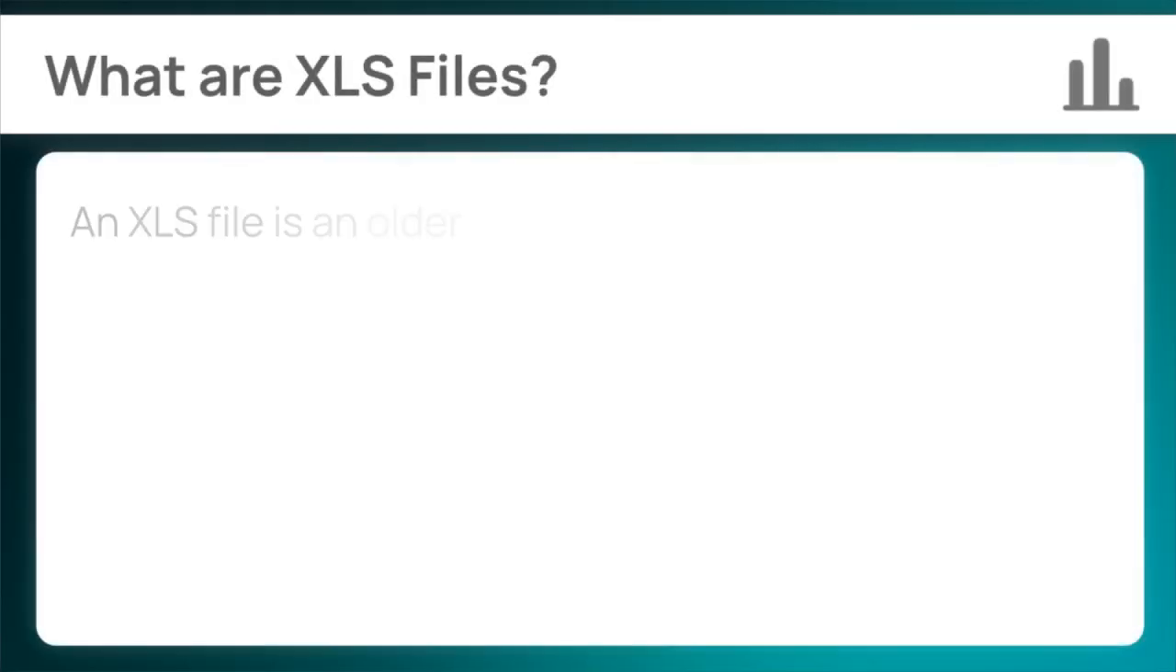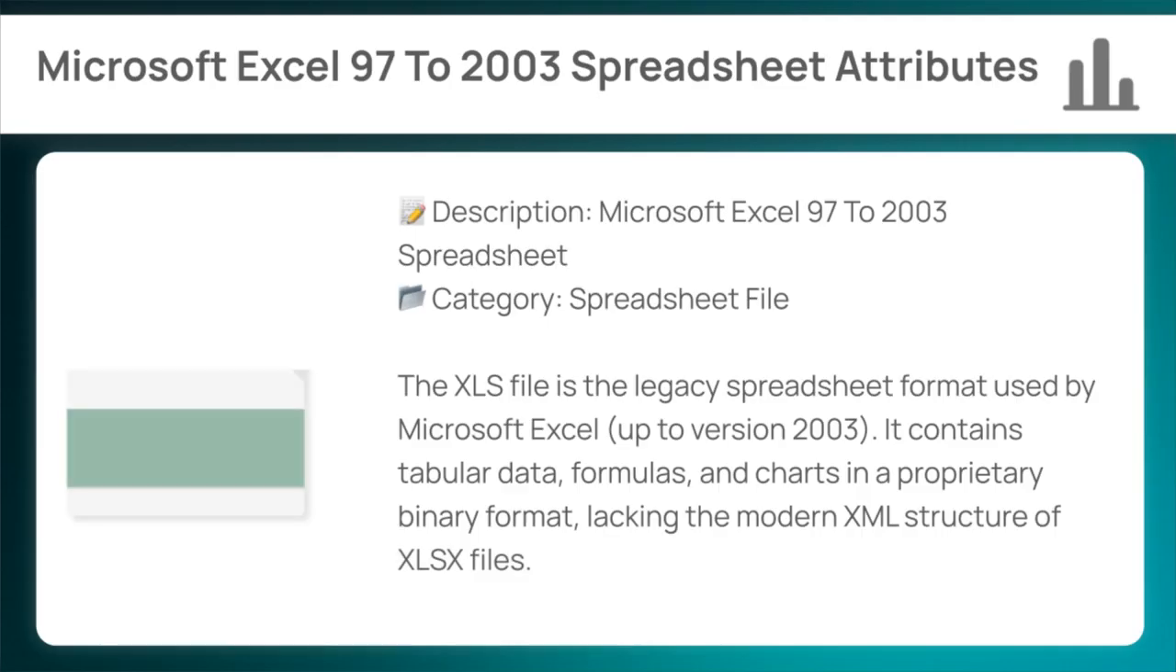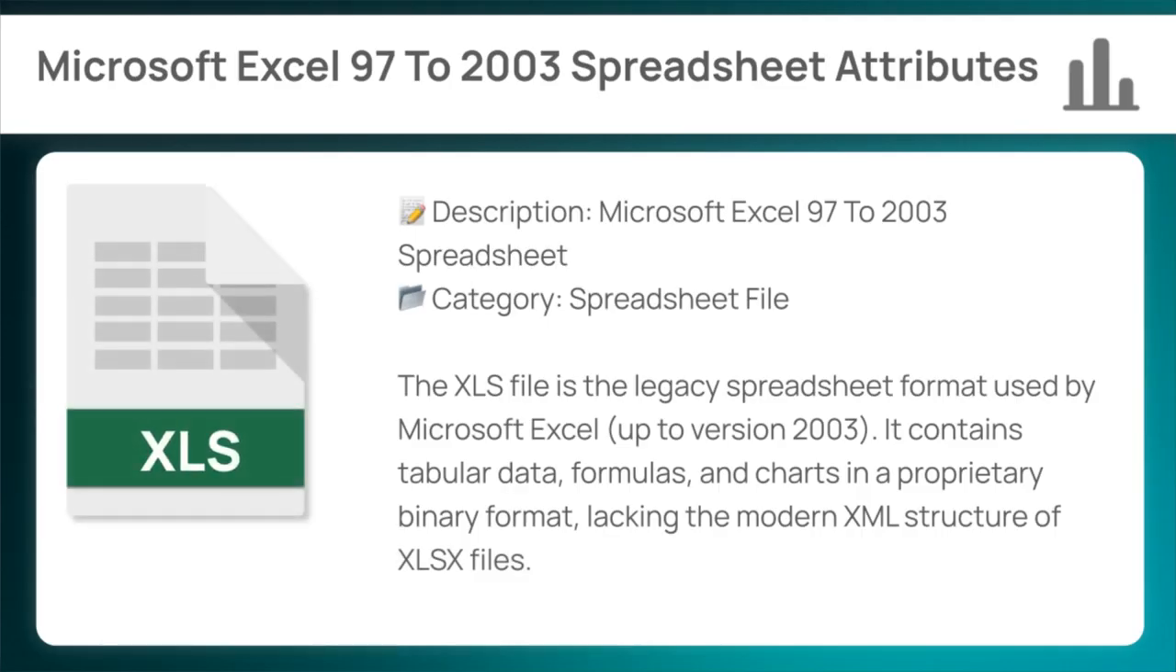Files that use the XLS extension are categorized under the Spreadsheet file. Its binary code is formatted according to Microsoft Excel 97 to 2003 spreadsheet. The XLS file is the legacy spreadsheet format used by Microsoft Excel up to version 2003. It contains tabular data, formulas, and charts in a proprietary binary format, lacking the modern XML structure of XLSX files.